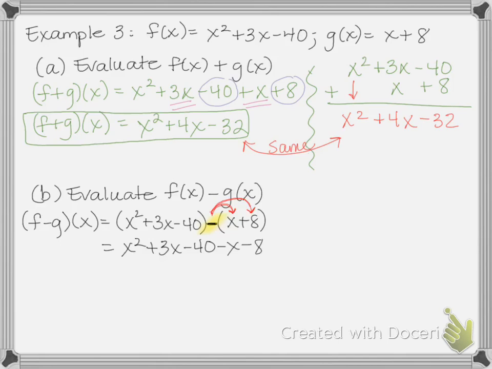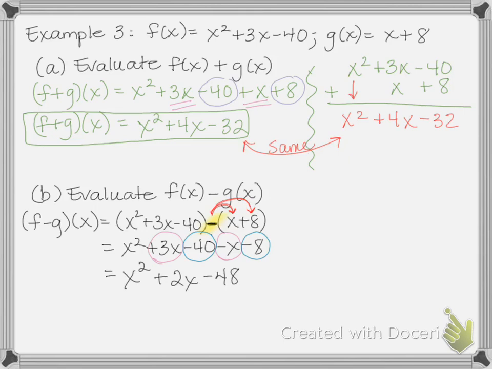And so again, you have to combine your like terms. Well, my x's combine, and let's use a light blue. My negative 40 combines to my negative 8, and the x squared is all by its lonesome self again. So I start with the highest term, the term with the highest exponent. Positive 3x minus x is a positive 2x, and minus 40 and a minus 8 makes negative 48.